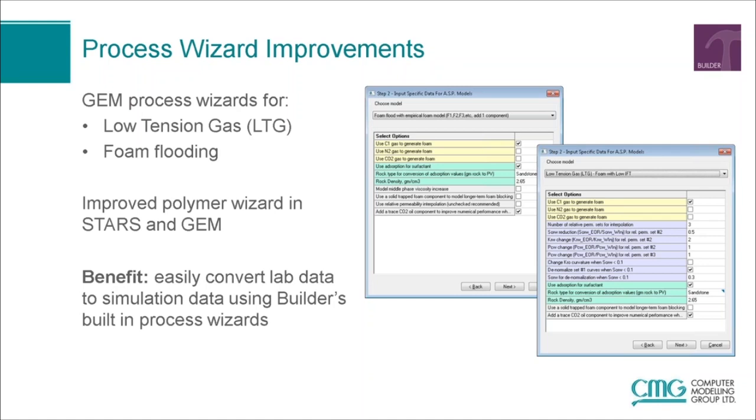And then in STARS and GEM, we previously had polymer injection wizards existing, and these have been improved for this year with the ability to include additional relative permeability effects into the wizard. And then also for these polymer injection process wizards, we've added a lot more plots to make the analysis and QCing of the match between your lab data and what you're putting into the simulator a lot easier, and to make sure that you're maintaining the data that you have from the lab when you move it and convert it into the simulator format.